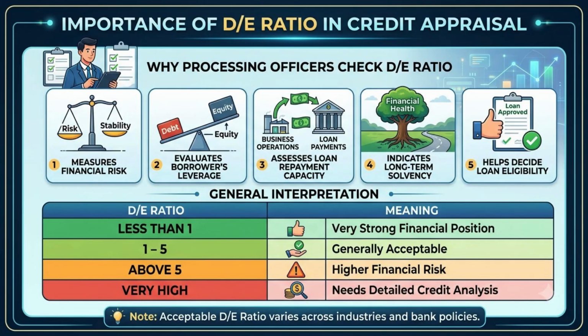Generally, a DE ratio below 1 indicates a strong financial position. A ratio between 1 and 5 is acceptable in many industries, while a ratio above 5 requires careful analysis. However, the acceptable level always depends on the nature of the business and the bank's credit policy.